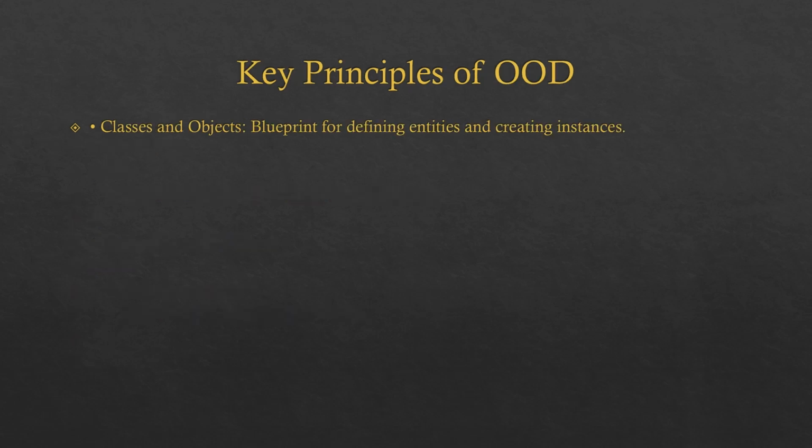To summarize, we have covered the key concepts of OOD, starting with classes and objects. Classes define the structure and behaviors of objects, while objects are the instances that hold actual data. Together, they form the building blocks of object-oriented design.